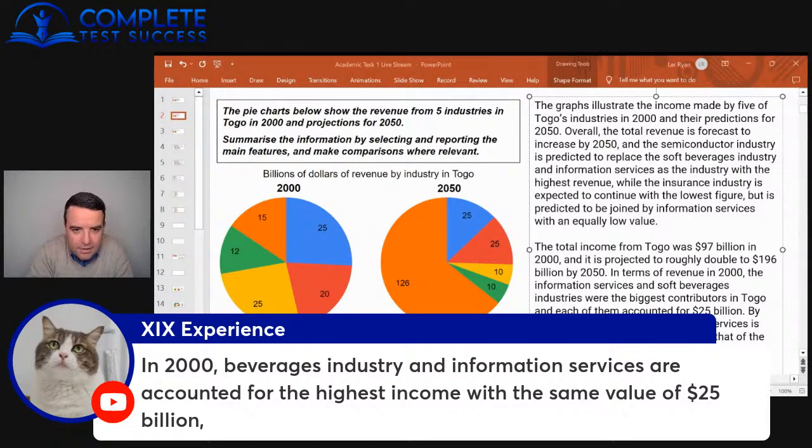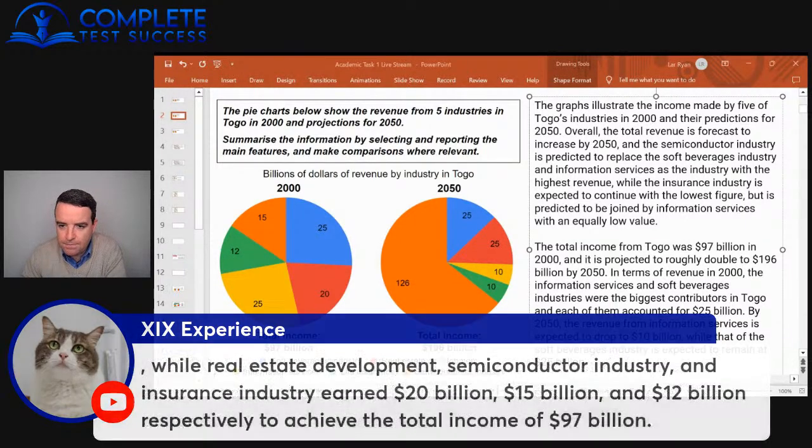In 2000, it would have to be the beverages industry because it's a specific industry. The beverages industry and information services accounted for. It's in the past. And you need an active structure here because they are the things that are accounting for the highest income. It's not that somebody else is doing that. They are doing it. They are the ones doing the accounting. So you need an active structure. So services accounted for the highest income with the same value of 25 billion. And I'll just put in each, just to make it completely clear, 25 billion each.